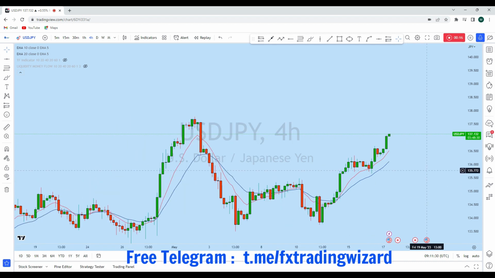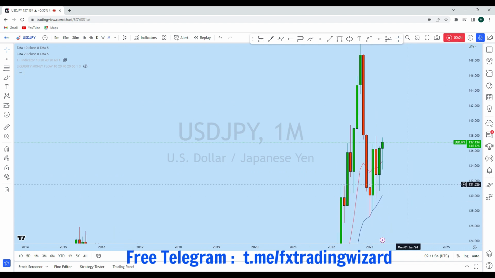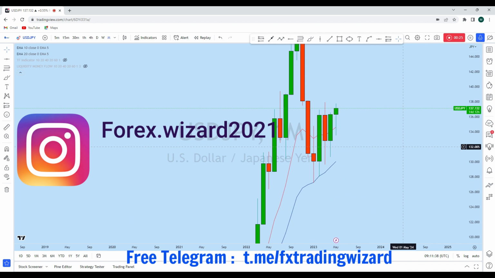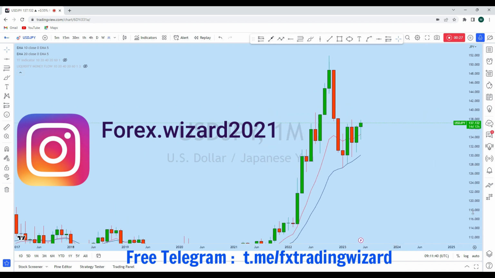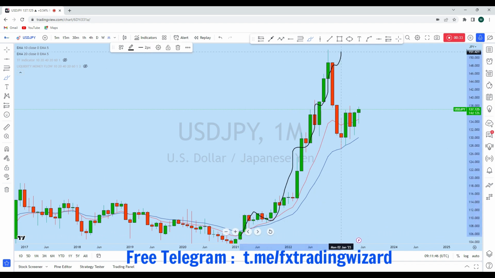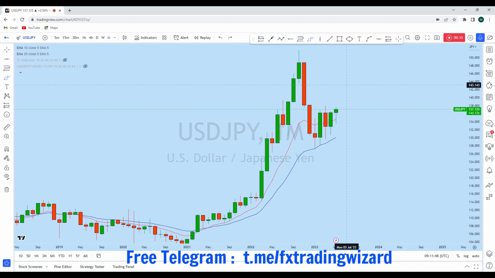Before we discuss how we can trade, first let's look at the bigger picture, looking at the monthly time frame. From the monthly perspective, we can see the dollar yen is a long-term bullish market with this monthly impulse on dollar yen. Every month the price was creating a series of higher highs and higher lows.